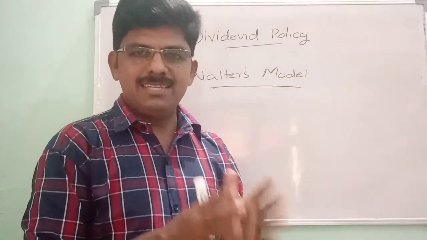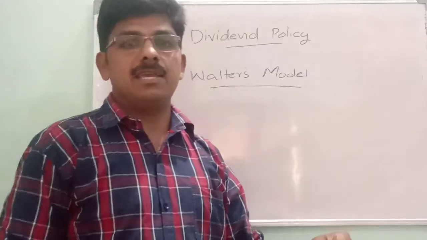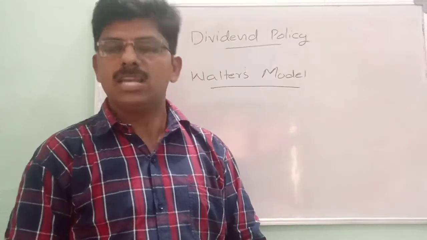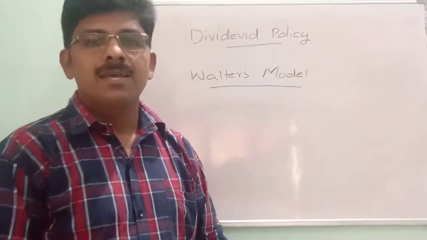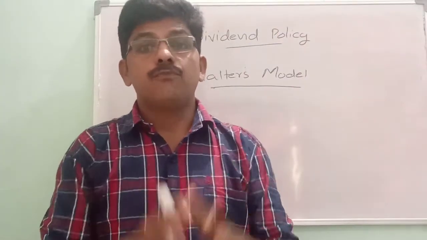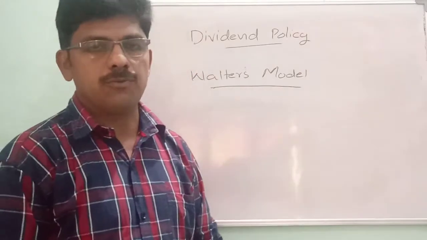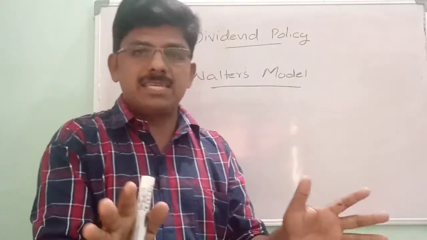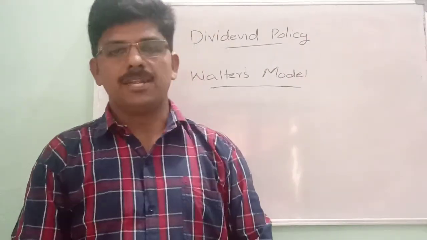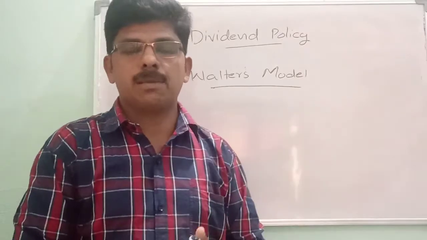And in the second case, Mr. Walter says, when R is less than KE, when the internal rate of return is lower than the cost of equity or cost of capital, then the firm should pay out the entire earnings to equity shareholders. The firm should follow 100% payout ratio and 0% retention ratio. Without retaining any paise in the enterprise, entire earnings have to be distributed to the shareholders as dividend, because the company does not have that many opportunities to reinvest this amount.